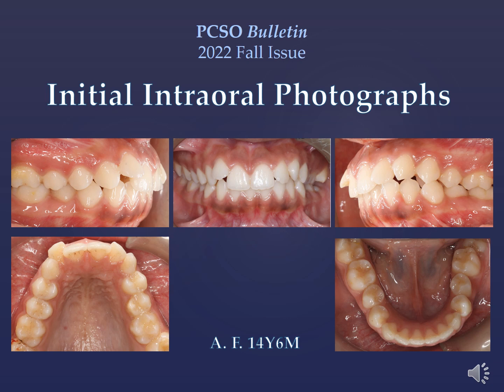Intraorally, she had permanent dentition with good oral hygiene. Initial presentation was class 2 division 2 malocclusion. The overjet was 3 mm and the overbite was 50%. The upper midline was shifted to the right side by 1 mm and the lower midline was shifted to the left side by 2 mm in relation to the facial midline. There was moderate crowding in both maxillary and mandibular arches.